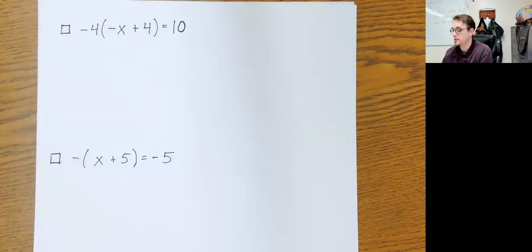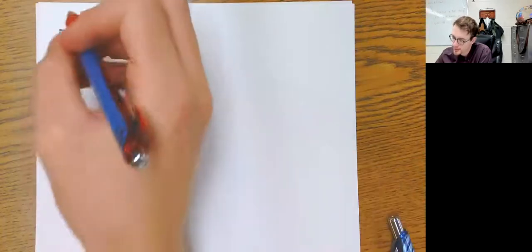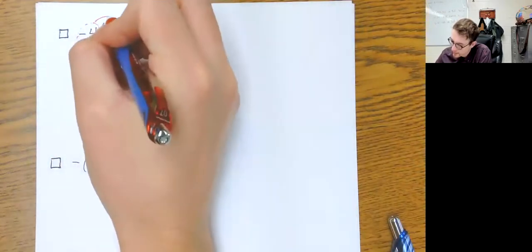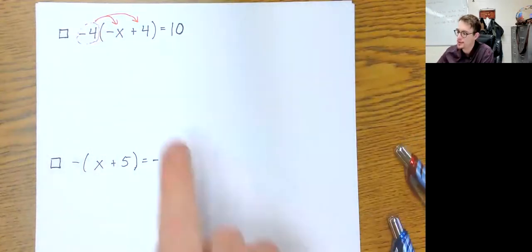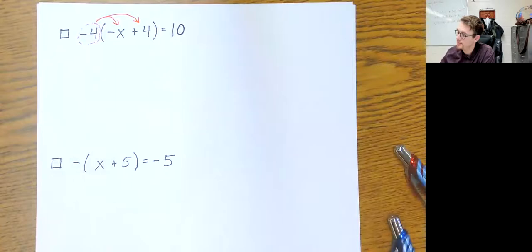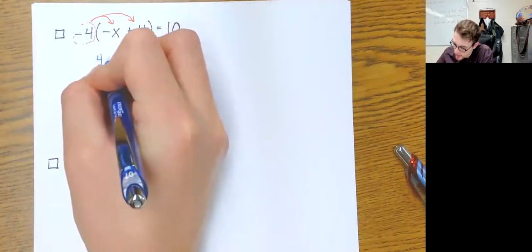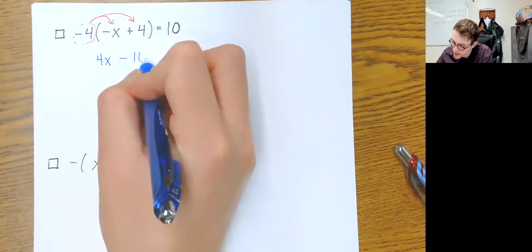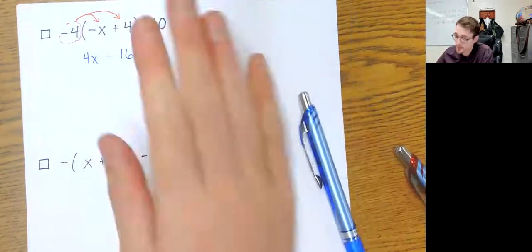Okay, so now I'm going to solve it. So I'm going to distribute this negative 4 through. That's step 1 because I need to simplify this left side. Negative 4 times negative x is positive 4x. Negative 4 times positive 4 is negative 16. Now it's simplified.